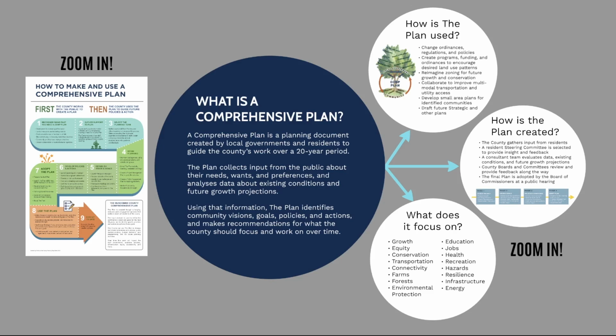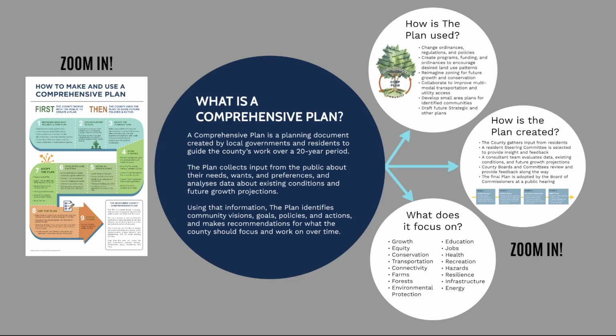How is the plan used? Some examples of how a comprehensive plan can be used by a local government are changing ordinances, regulations, and policies, creating programs and funding to encourage desired land use patterns, and reimagining zoning for the future, growth and conservation.